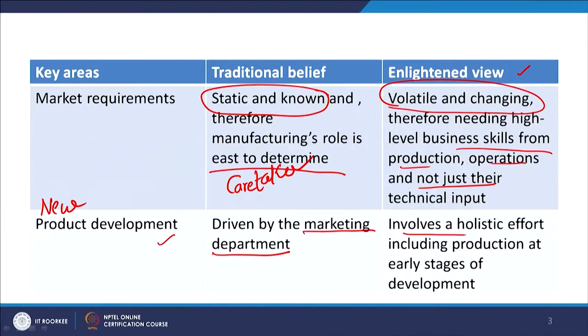But in the strategic view, the enlightened view, the development of manufacturing strategy also starts from analyzing the market, from understanding the market. We try to understand what the requirement of the market is, and that requirement will help us in developing the new product. So now we have a holistic effort, where team members from operation and production also get involved in the new product development activity from a very early stage.